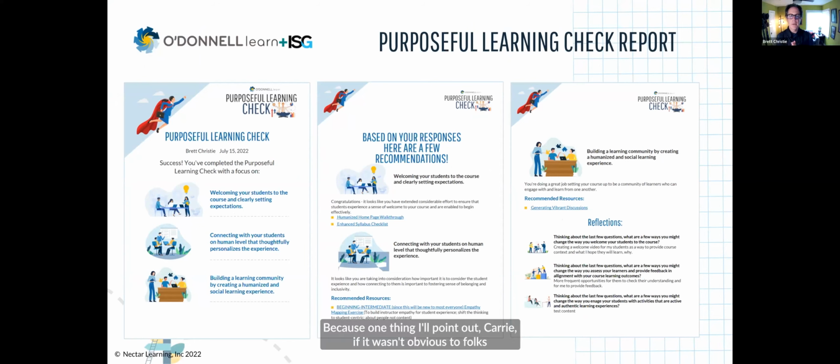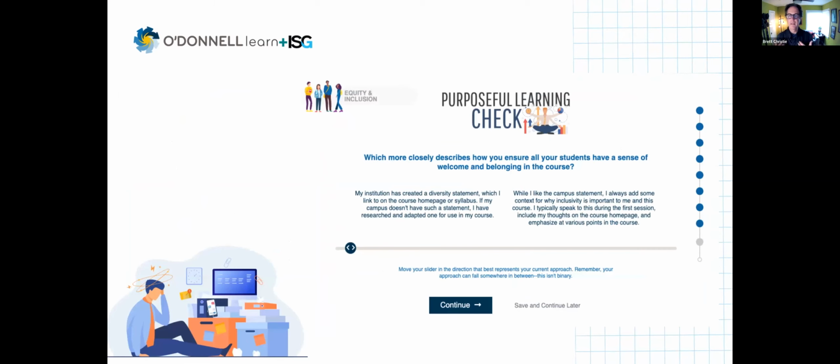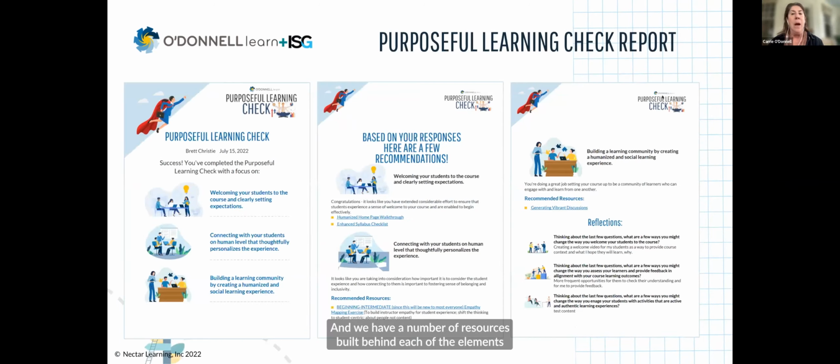I guess one thing I'll point out, Carrie, if it wasn't obvious to folks on the last page: when people are doing the slider, there's no score, there's no number attached to that. It's just in the background. It's helping to give a sense as to how they're self-rating themselves on that prompt and that spectrum. And that's going to help inform what resources we might align to where they are on that particular topic. But there's not a score given to them. They're just offered a next steps type of resource. Yeah, and we have a number of resources built behind each of the elements that we feed out based on where a faculty member self-evaluates.